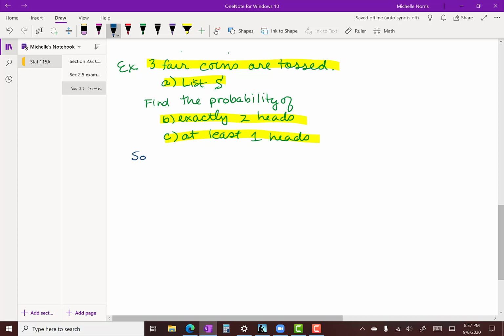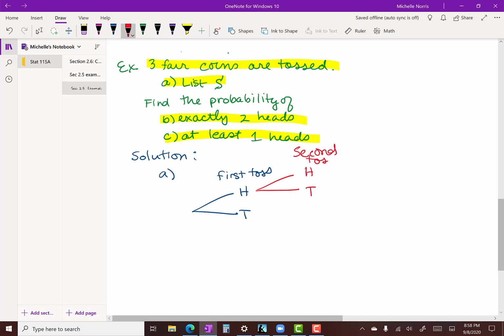So for part A, our sample space. We're going to have 3 tosses. On the first toss of this coin, we're either going to get heads or tails, H or T. On the second toss, we're going to draw some additional branches. So if we got a heads on the first toss, on the second toss, we could get a heads or a tails. So we add some branches for the second toss.